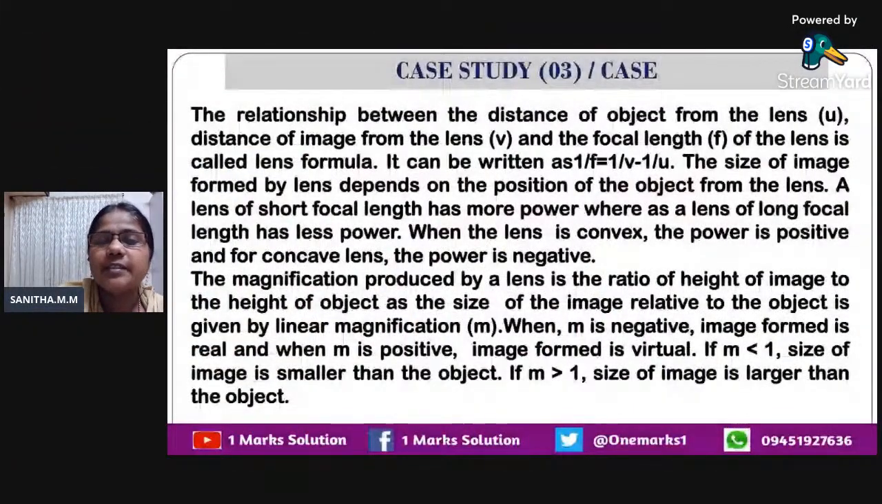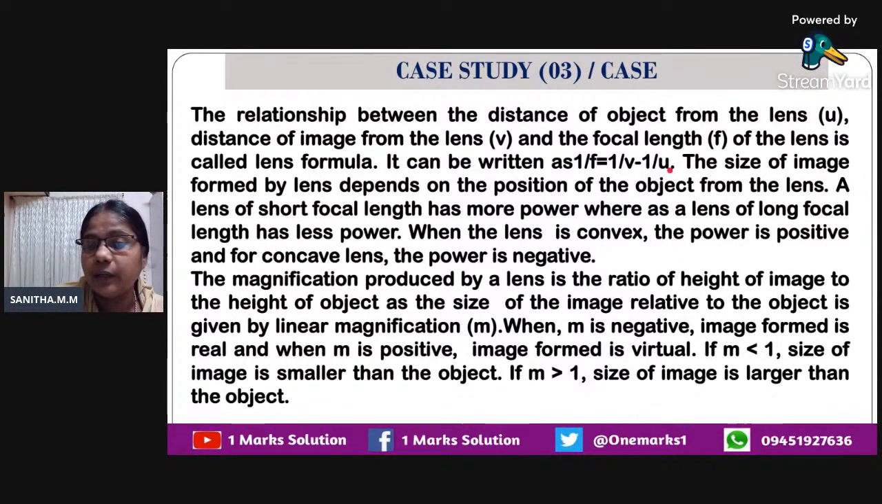The relation between the distance of the object from the lens, u, the distance of the image from the lens, v, and the focal length, f. Focal length is the distance between the focus and the lens. This relation is called the lens formula. It can be written as 1 by f is equal to 1 by v minus 1 by u. You know the relation between u, v, and f. We call it the lens formula.